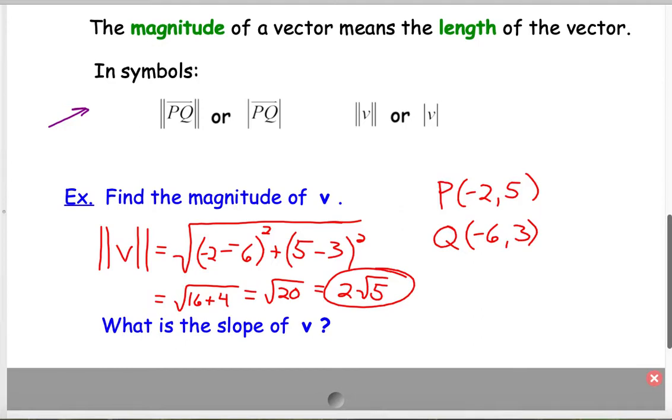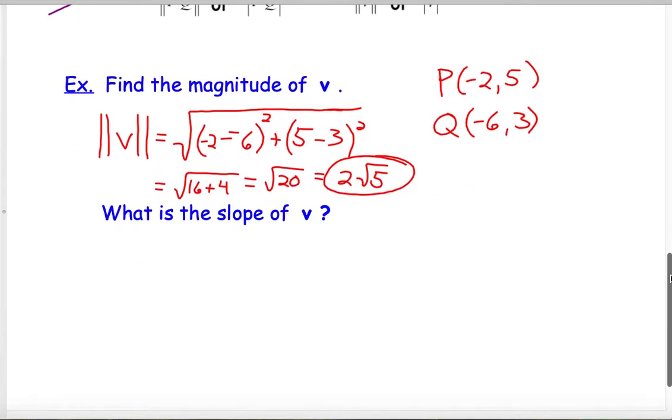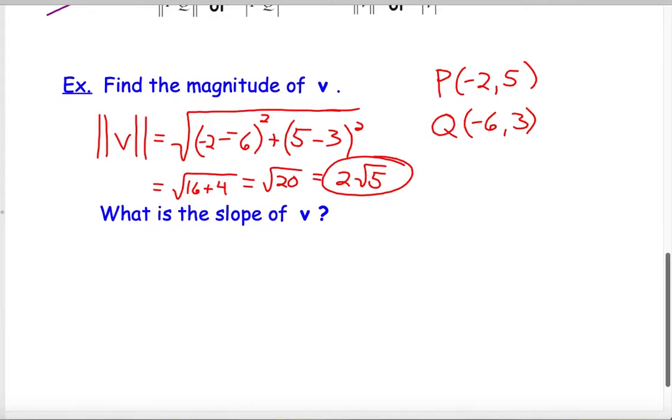Okay, what if we wanted the slope of v? Well, for the slope, we'll use our slope calculation between 2 points. So the slope is going to be the difference of the y values, so 5 minus 3, over the difference of the x values, -2 minus -6. So we get 2 over 4, or 1/2.